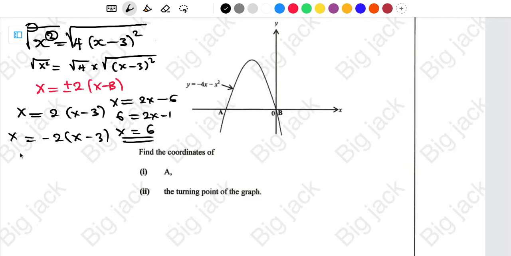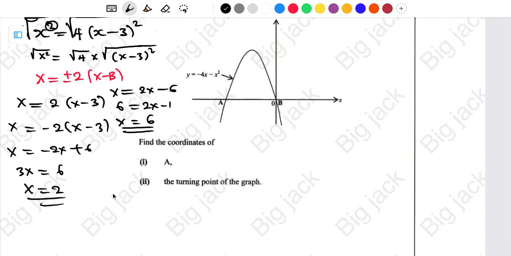For the second part, we have x, which is going to be equal to negative 2x plus 6. So when this one goes to the other side, we are going to get 3x, because x plus 2x is 3x. Then this is 6. So x is going to be equal to 2. So we have two values here. We have x being equal to 2 and x being equal to 3.